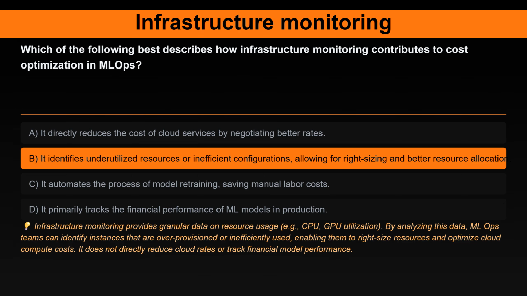The correct answer is, it identifies underutilized resources or inefficient configurations, allowing for right-sizing and better resource allocation. Here's the explanation. Infrastructure monitoring provides granular data on resource usage, e.g. CPU, GPU utilization. By analyzing this data, MLOps teams can identify instances that are over-provisioned or inefficiently used, enabling them to right-size resources and optimize cloud compute costs. It does not directly reduce cloud rates or track financial model performance.